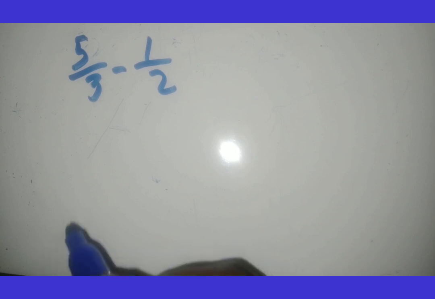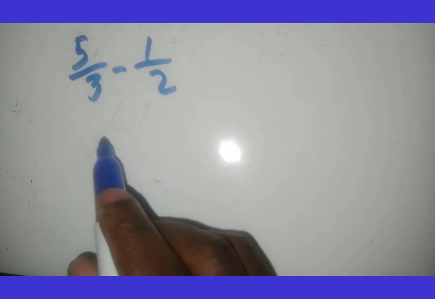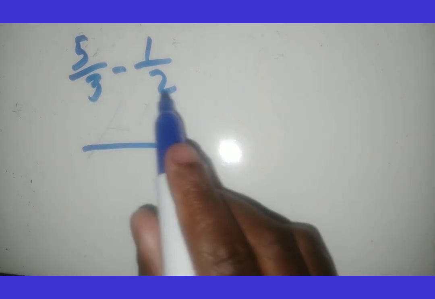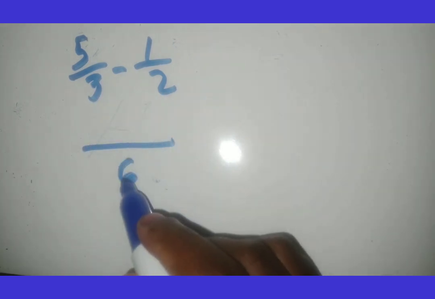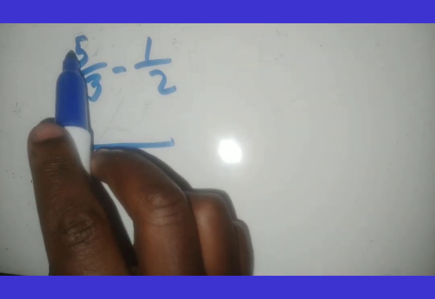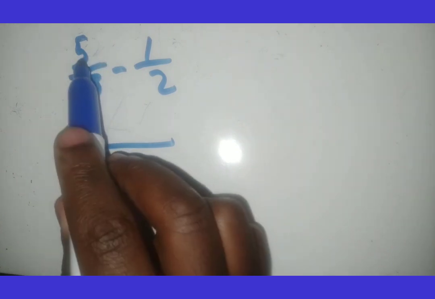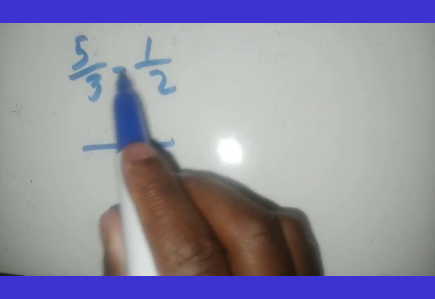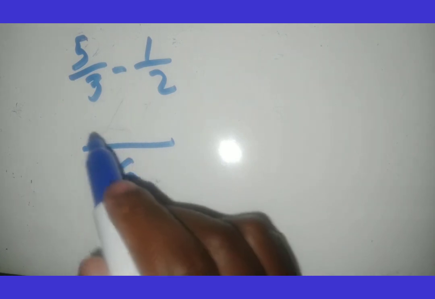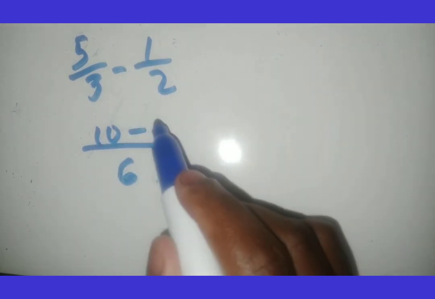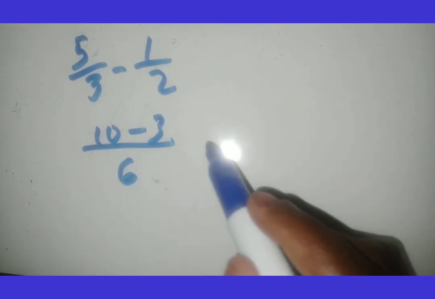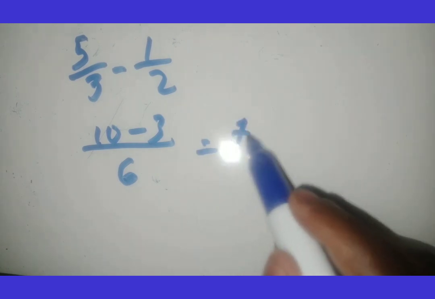So what if we have 5 over 3 minus 1 over 2? You just multiply the denominators, and that is 6. Then notice I'm going to start with this one first, right? 5 is the numerator that comes first before 1. So I'm not going to start with 1 times 3. I'm going to start with 5 times 2. So 5 times 2 is 10, and then 1 times 3 is 3, right? Then 10 minus 3, it will give you 7 over 6.